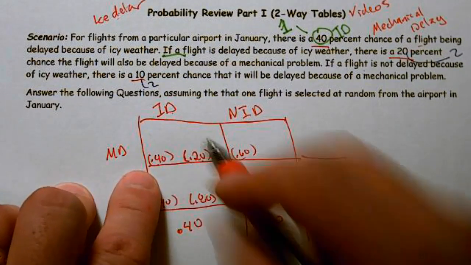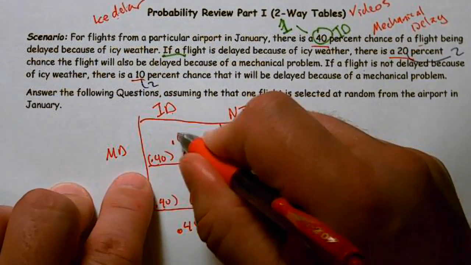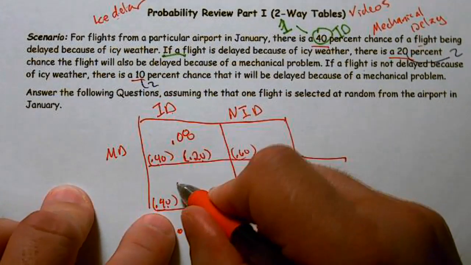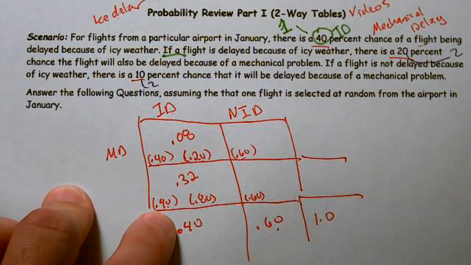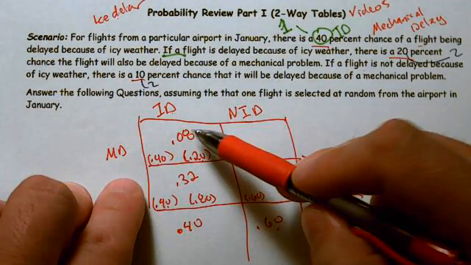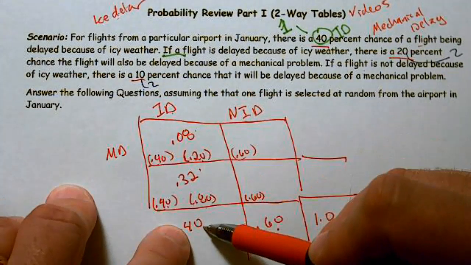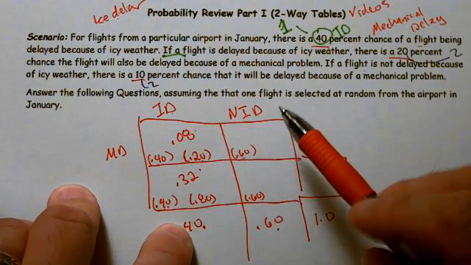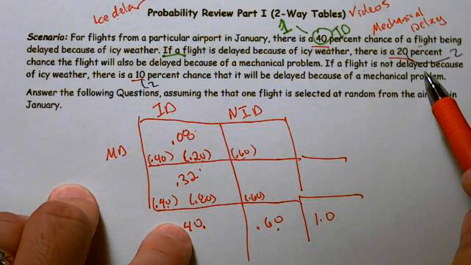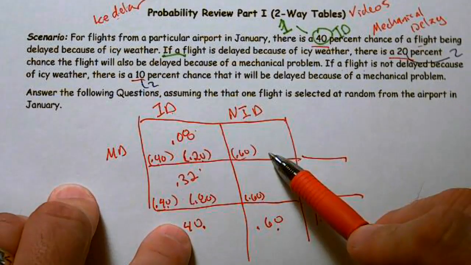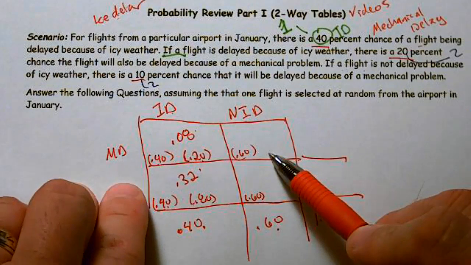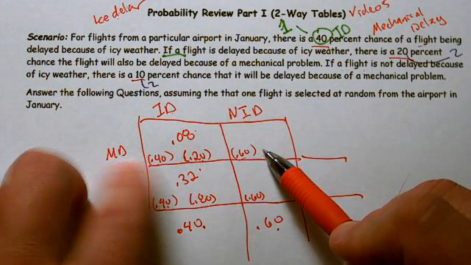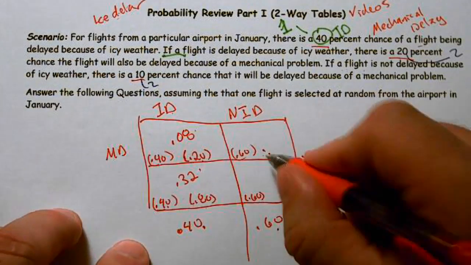0.4 times 0.2 is 0.08, and 0.4 times 0.8 is 0.32. Now, this number and this number need to sum to that, and they do, so I probably did it right. All right. Next thing, if a flight is not delayed because of ice, there's a 10% chance that it will be delayed because of mechanical. Okay, so not ice, but a mechanical is 10%, so this is 0.1.